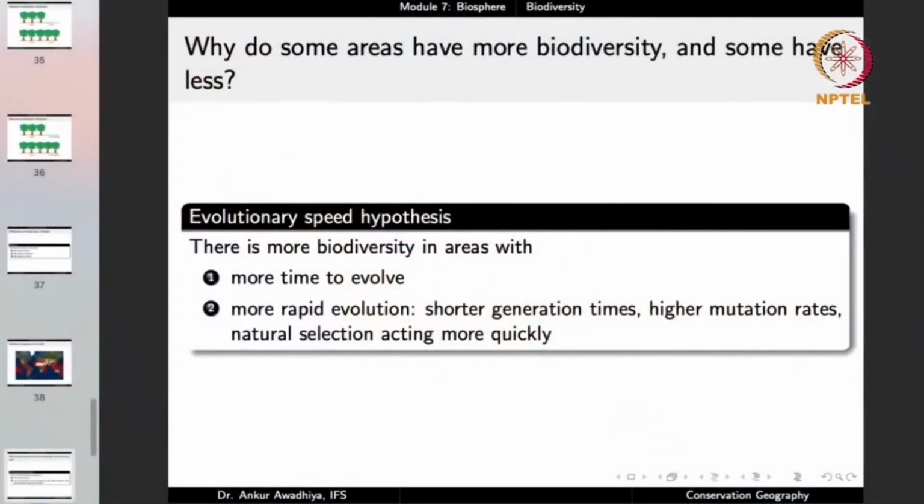The first one is the evolutionary speed hypothesis. There is more biodiversity in areas with more time to evolve. Why? If you consider a bare rock, there is practically no biodiversity, no species whatsoever. You give it time, it goes through ecological succession and moves into a climax forest with a large number of species. It takes time. But at the same time, if an area has more rapid evolution, that is, shorter generation times, where species produce the next generation of offspring very soon, higher mutation rates, and natural selection acting more quickly, then you will have more species.